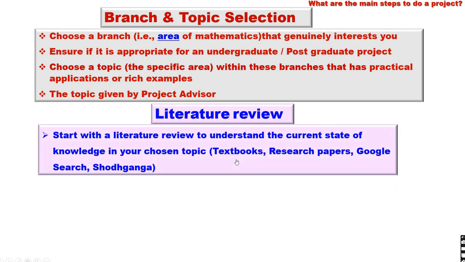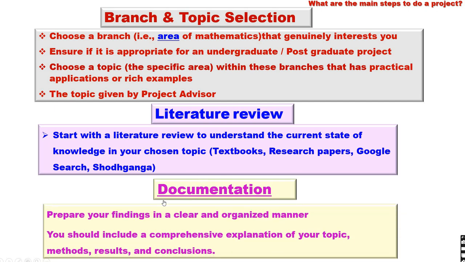Next comes literature review. You can look at various textbooks, research papers, search in Google, or search in Shodh Ganga, a reservoir of theses. You can start with the literature review to understand the current state of knowledge in your chosen topic. So these will help you in that. And then comes the final part, the documentation. You have to present your findings in a clear and organized manner. You should include a comprehensive explanation of your topic, methods, results, and conclusions.